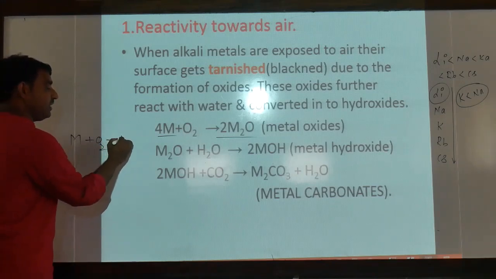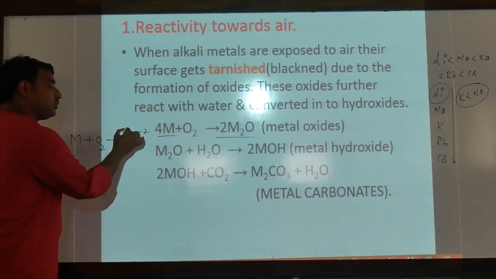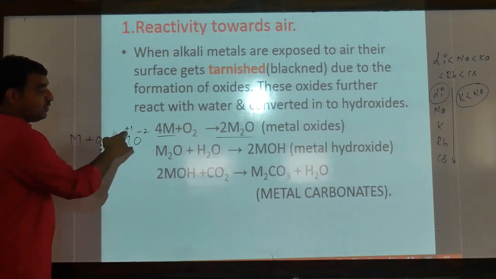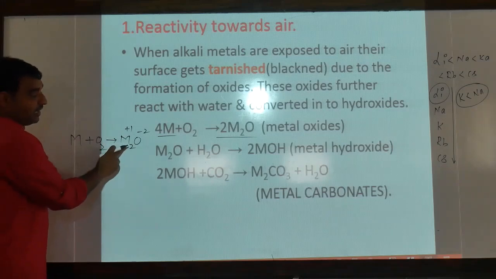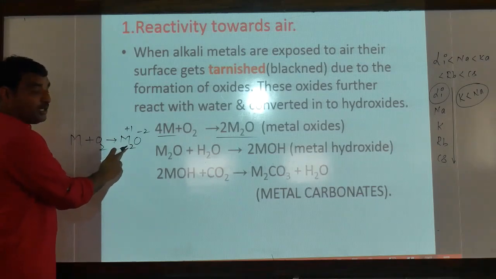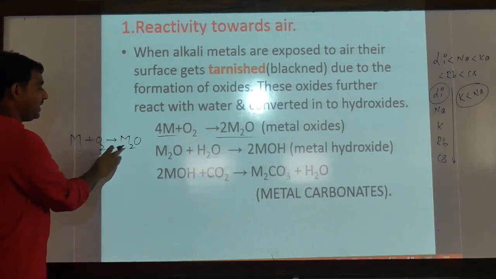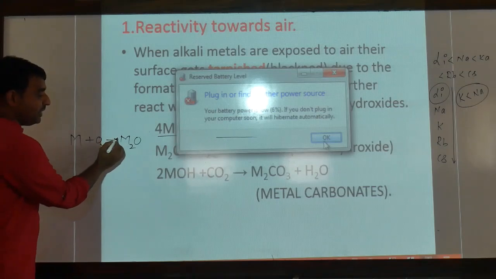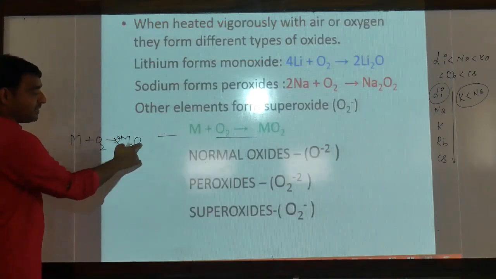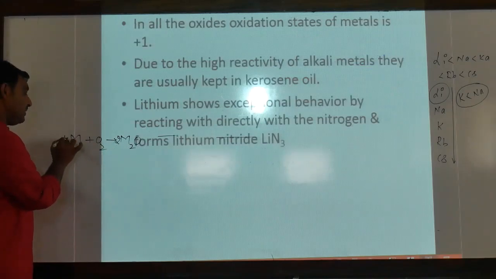When it reacts, the oxide has a -2 charge. The first group metal has a +1 charge. So the charge should be balanced here, hence we have to take M2O. This M2O is the corresponding metal oxide. If you balance this, on the right side 2 metals and 1 oxygen will be there. On the left side 1 metal and 2 oxygens will be there. Hence we have to multiply by 2. Multiplication is needed: 2 oxygens, 2 twos are 4, so 4 metals will be there. Hence we have to multiply by 4.